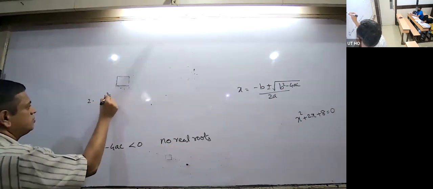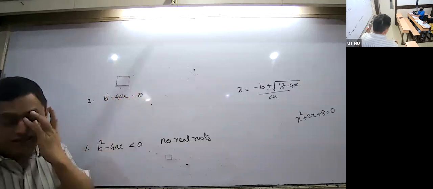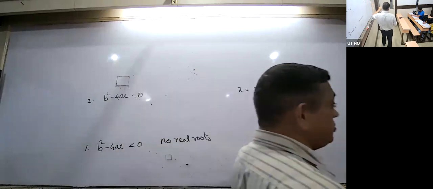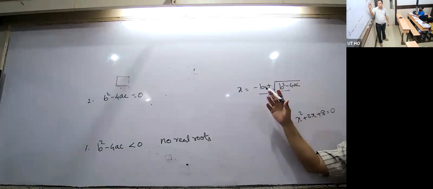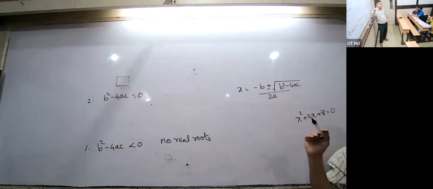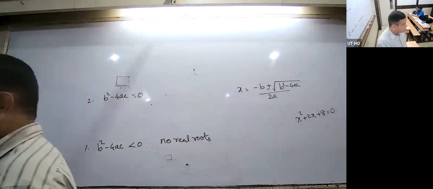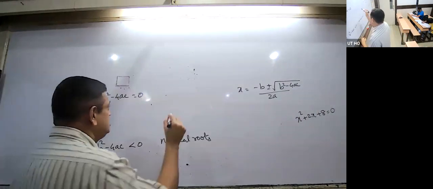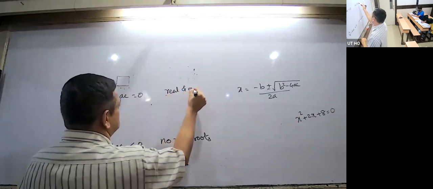Now, second, if b square minus 4ac is equal to 0, check here. If b square minus 4ac is equal to 0, this value will become 0. That means minus b plus or minus 0 by 2a, which is minus b by 2a. How many roots are we getting? Right, the roots are real and equal.